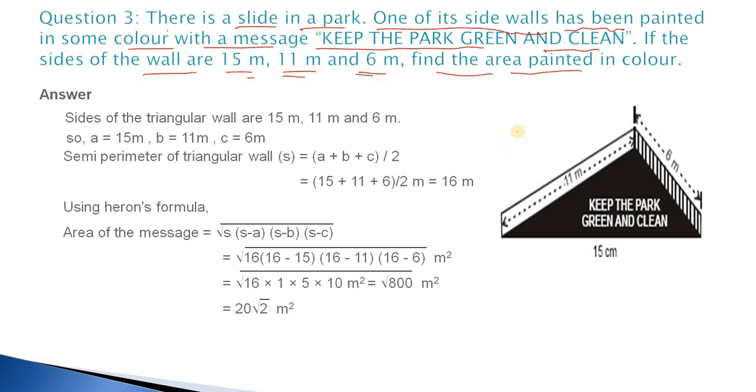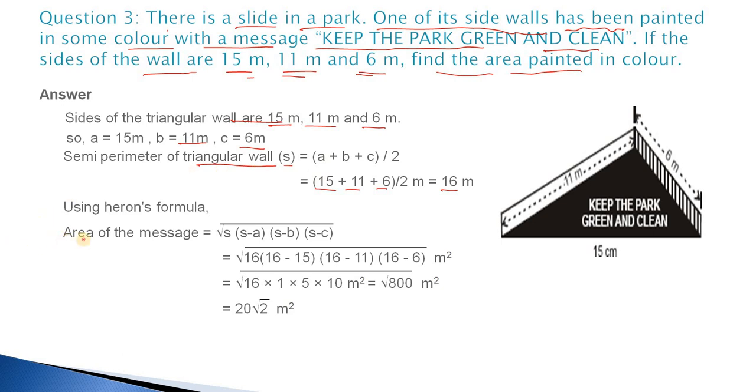We have to find the area of this slide. So first, the sides of the triangular wall are A equal to 15 meter, B equal to 11 meter and C equal to 6 meter. Now we find the value of semi-perimeter. Semi-perimeter of the triangular wall S is equal to A plus B plus C by 2. We put the value of ABC, 15 plus 11 plus 6 by 2, we get 16 meter.